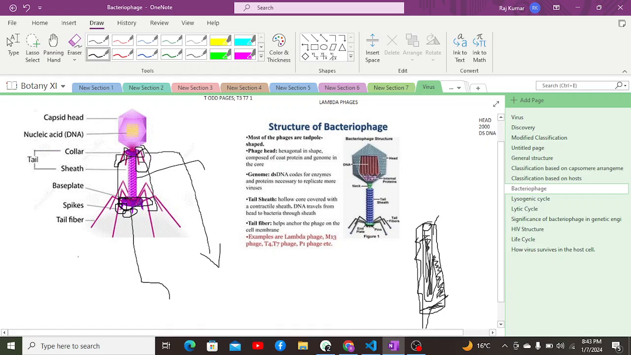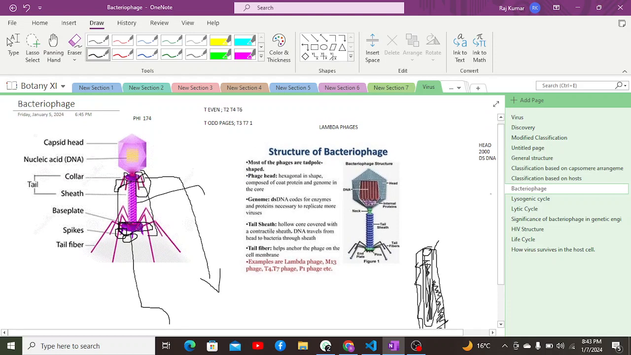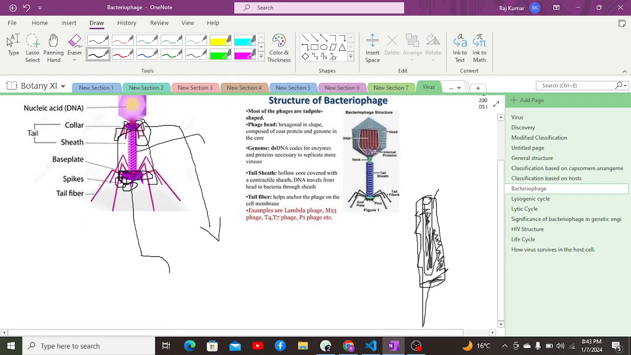Moreover, one more thing, bacteriophages mostly attack E. coli bacteria, so these are known as coliphages as well. One more thing that comes to my mind is these fibers, these legs of bacteriophages. These are basically fibers of bacteriophages, known as tail fibers, or we can also call them caudal fibers.